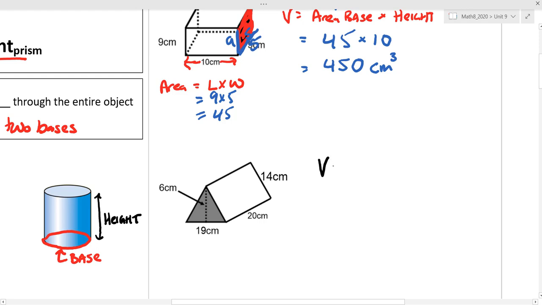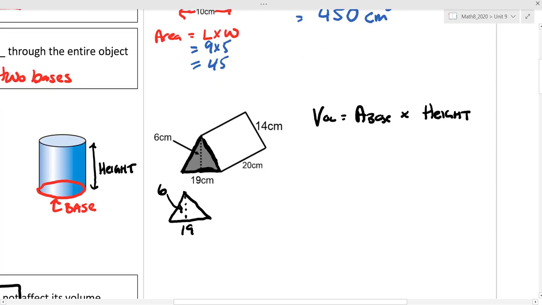Volume is equal to area of your base times your height. So what's our base on this shape? There's one side that can be pushed all the way through. That would be the triangle at the front. The triangle at the front. So that is our base. We have 19 here, 6 here, that's our base.